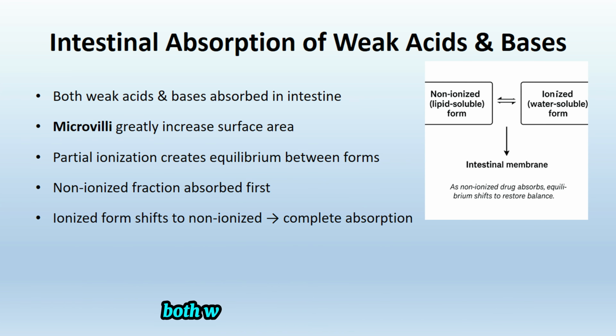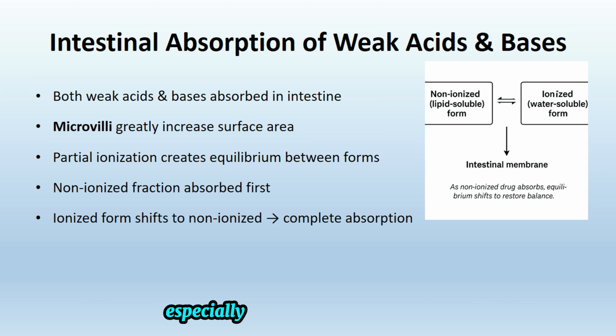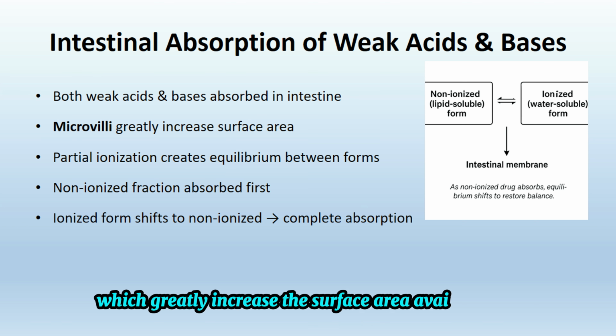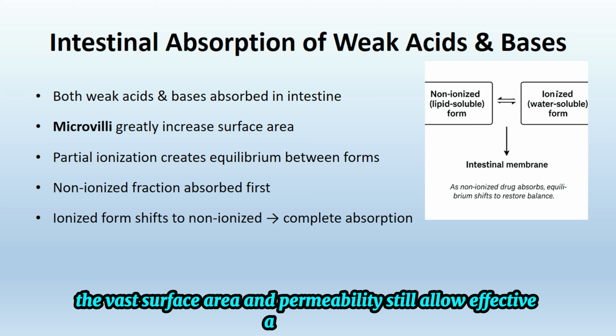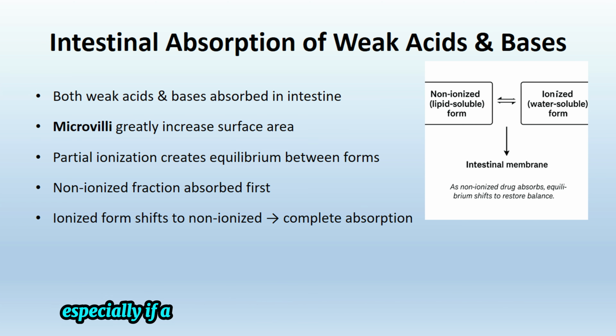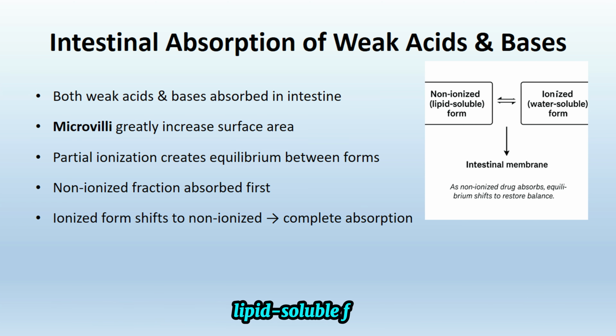Despite this, both weak acids and weak bases are often absorbed in the intestine because of its favorable physiology, especially the presence of microvilli, which greatly increase the surface area available for absorption. Even if a drug is partially ionized there, the vast surface area and permeability still allow effective absorption, especially if a portion of the drug remains in the non-ionized, lipid-soluble form.